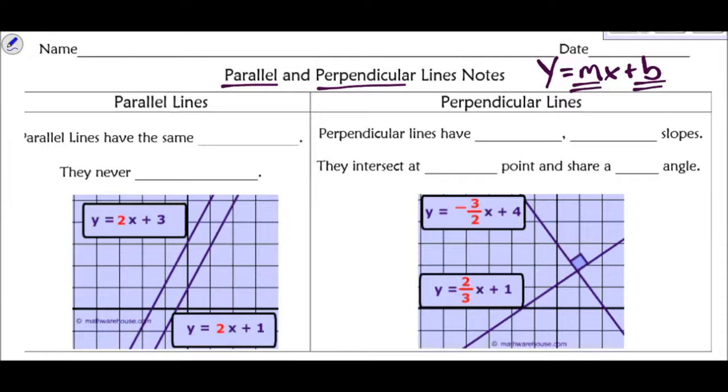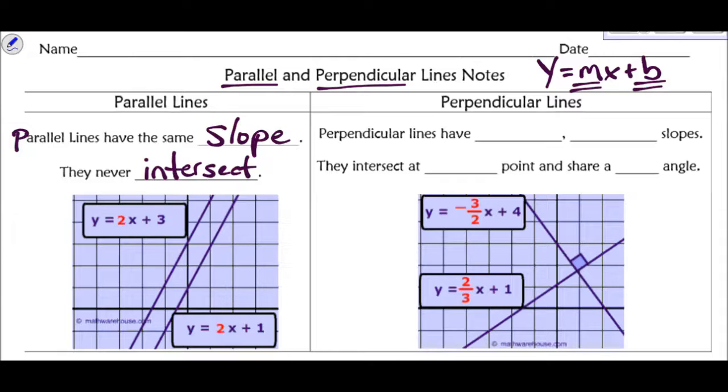The only thing that's really concerned here by parallel and perpendicular lines is the slope. That's the only thing that really changes. When I talk about parallel lines, I'm talking about lines that have the same slope and they never intersect. They never actually run into each other. They never touch each other. The distance between the two lines is always the same.